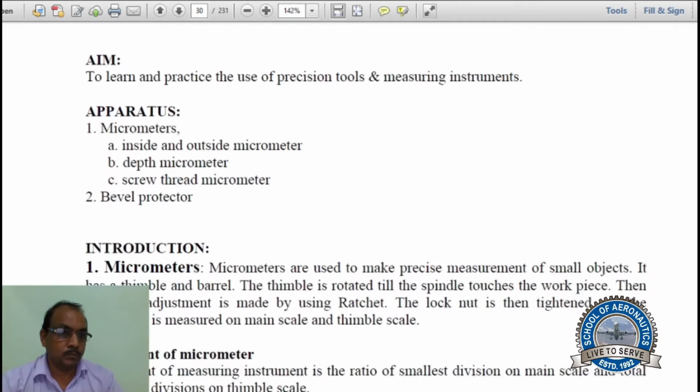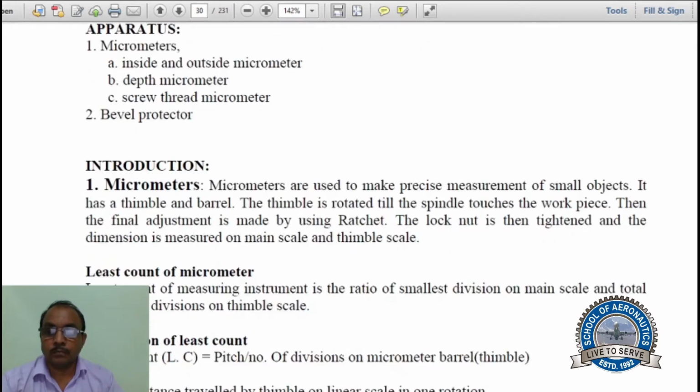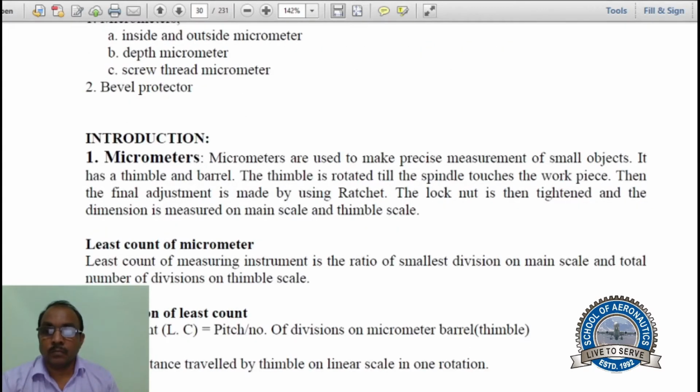Introduction. Micrometers. Micrometers are used to make precise measurement of a small object. It has a thimble and barrel. The thimble is rotated till the spindle touches the workpiece. Then the final adjustment is made by using the ratchet.